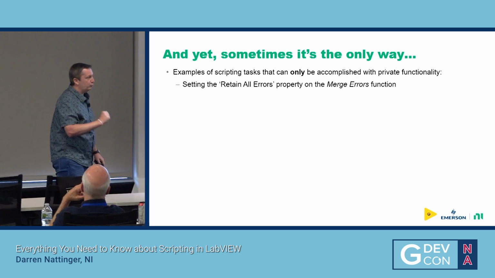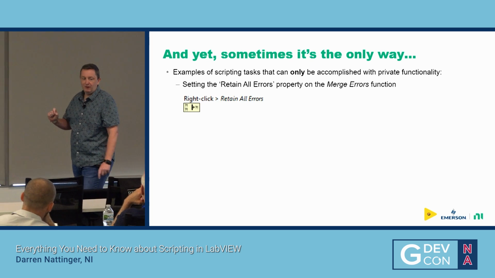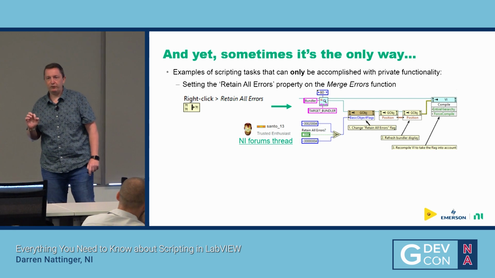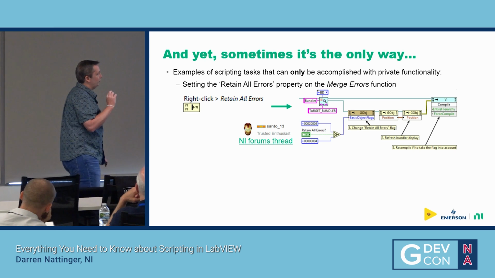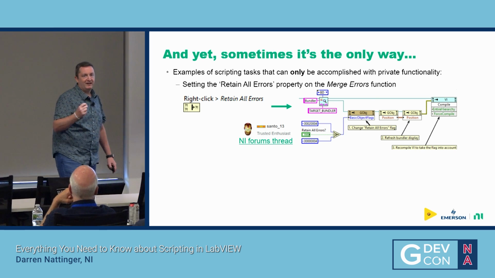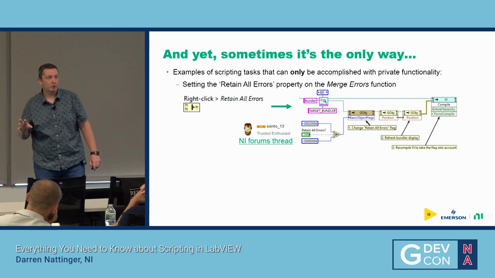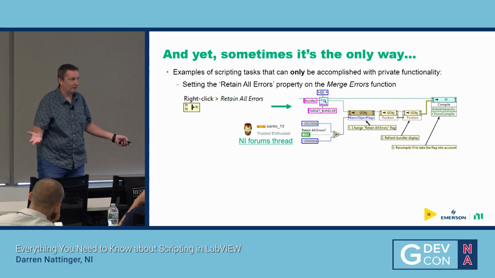What if you wanted to programmatically modify a merge errors function to make it have this setting? Well, there's no way to do that without a private property. So there's a forums user named Santosh who actually figured out that you have to use this private property to set a flag on the function and then do some other weird stuff to actually enable retain all errors on a merge errors function. That's literally the only way to do it. So that's one of those situations where you don't have another option.